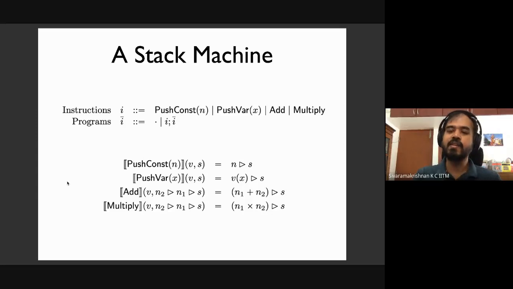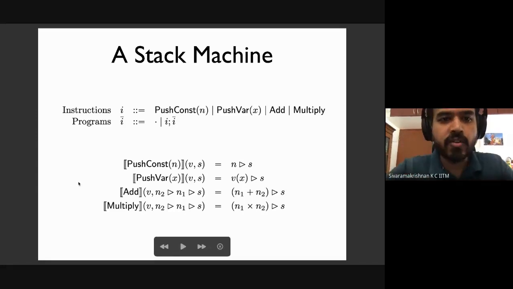So just laying out the shape of the problem so that we can discuss more interesting things, right? So here is a stack machine. What we are going to do is take this expression language and compile it down to a list of instructions. And the instruction itself is executed by having a separate stack on the side, right?